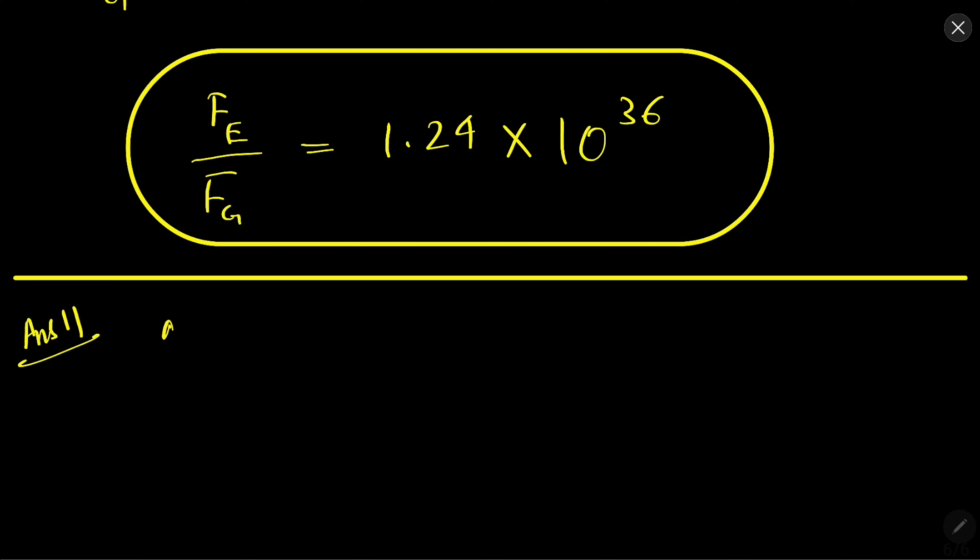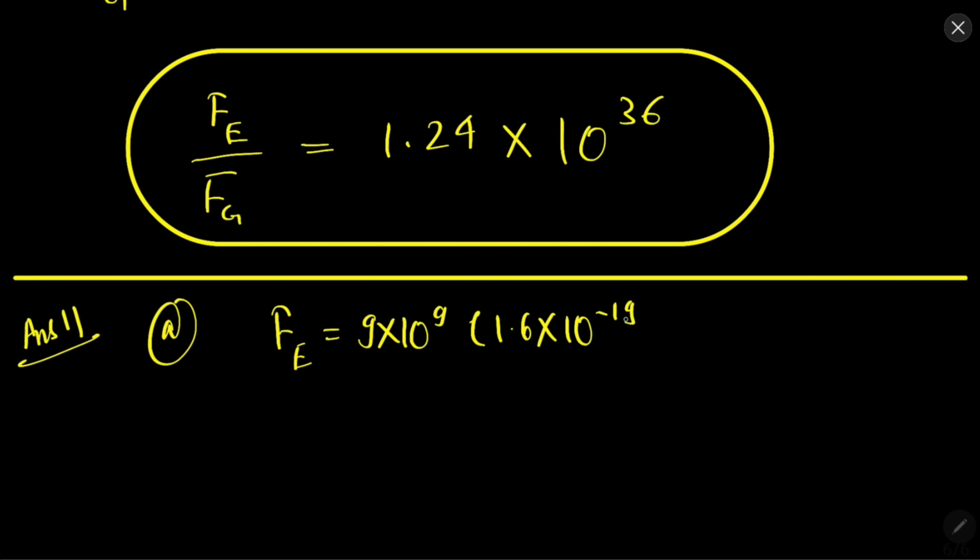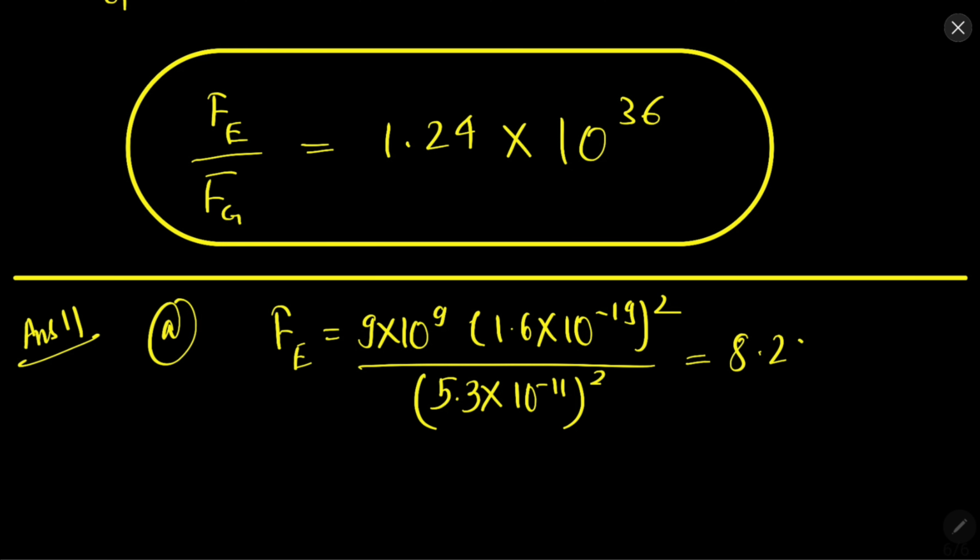First of all, in the first situation, Coulomb's force will be 9 into 10 to the power 9 times (1.6 into 10 to the power minus 19) square, because the proton and electron have the same charge. Only the minus sign is there, but we are only concerned with the magnitude, that's why we are not taking the minus sign. And this is the approximate distance between them. So it will give us 8.2 into 10 to the power minus 8 newtons, when the electron is in the first orbit or the ground state. This is the first situation.